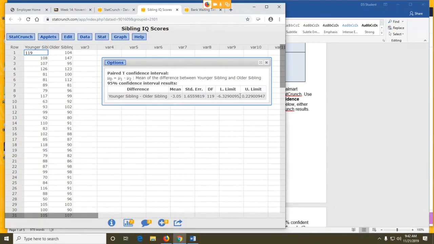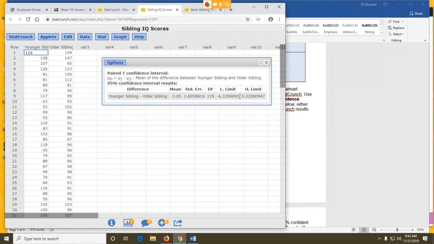That would mean that the younger sibling had a lower score than the older sibling, because when I subtracted them, I got a negative number. But then my upper limit is a positive number, a positive 0.2. That would mean that the younger sibling's score was actually higher than the older sibling's, because when I subtracted them, I got a positive number.